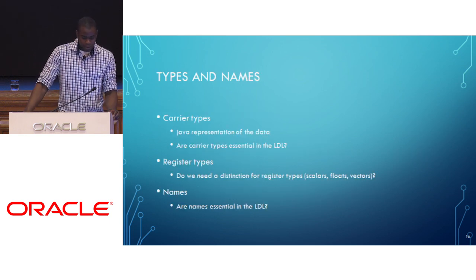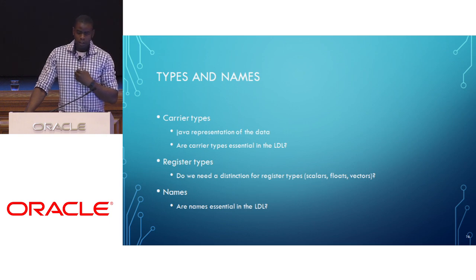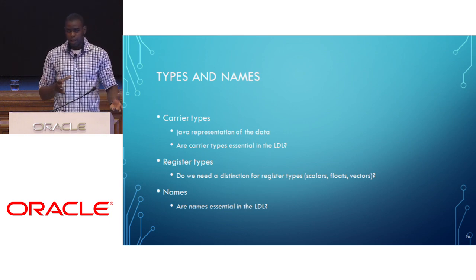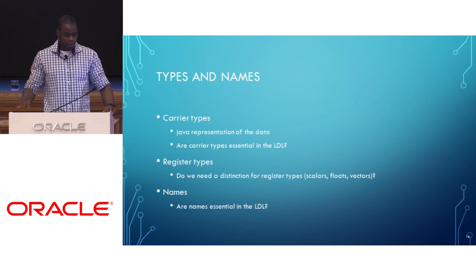So now types and names. Carrier types are basically Java representation of the data. I would argue that these are not essential for the LDL because this information is already contained in the interfaces, so there's no need to have that redundancy.